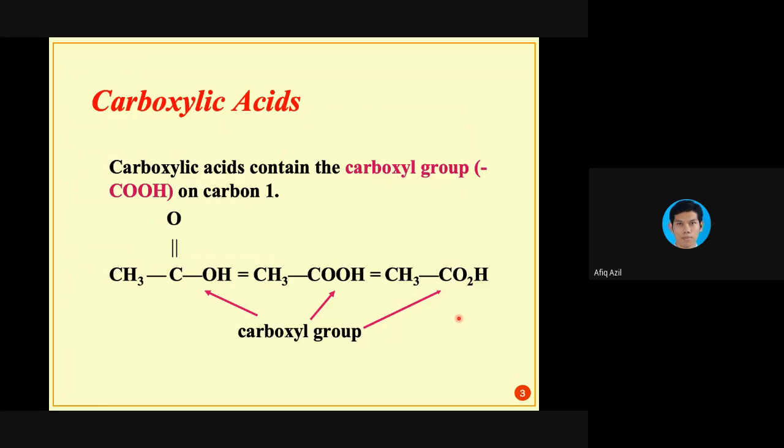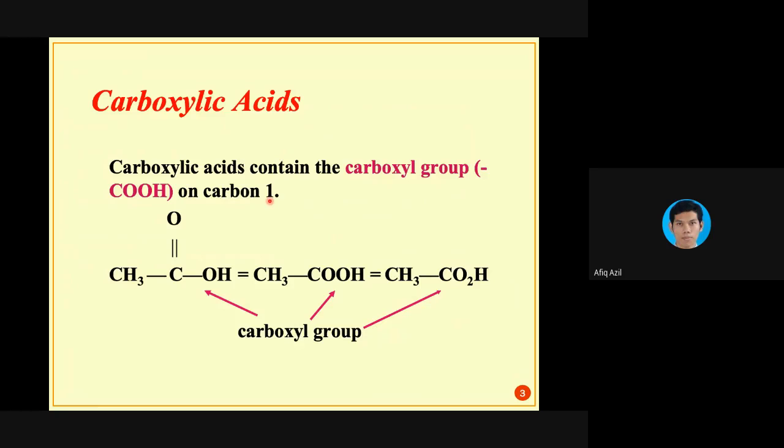Carboxylic acid must contain the carboxyl group. What is this carboxyl group? The carboxyl group is basically COOH. If you want to write it, you have to write it as COOH. This is the order of writing, COOH on carbon number 1.